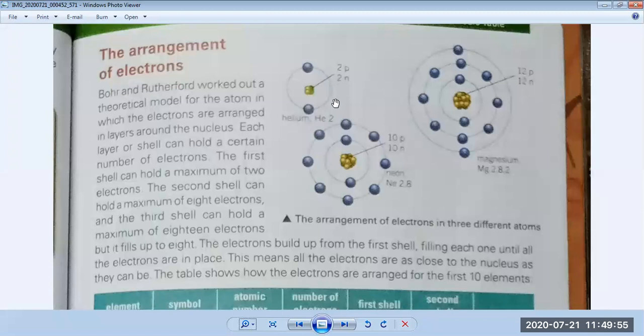Okay, now you see another structure which is given, it is magnesium. You can see in the center of the nucleus 12 protons and 12 neutrons. It is the center of a nucleus, and around the nucleus there are circular paths. You can see here is one path, there is another path 2, and there is another path which is called 3.